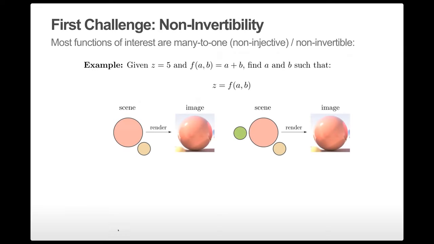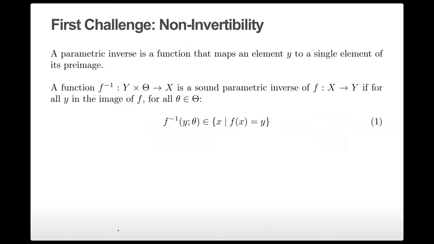And this happens even in simple things like addition, right? If I tell you that x plus y equals 10, you don't exactly know what x plus y is. You don't exactly know what x or y is. And so the main idea I had is something I call parametric inversion, which is to construct a parametric representation of the preimage of any value.